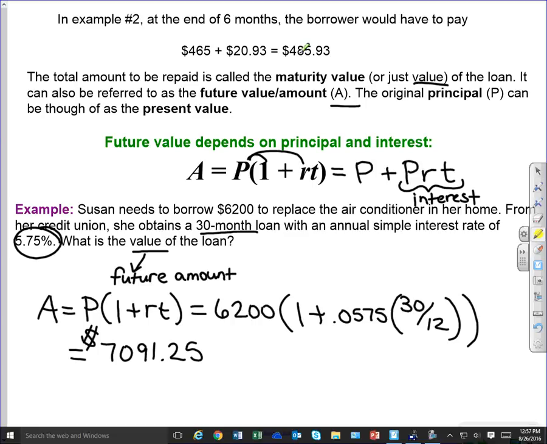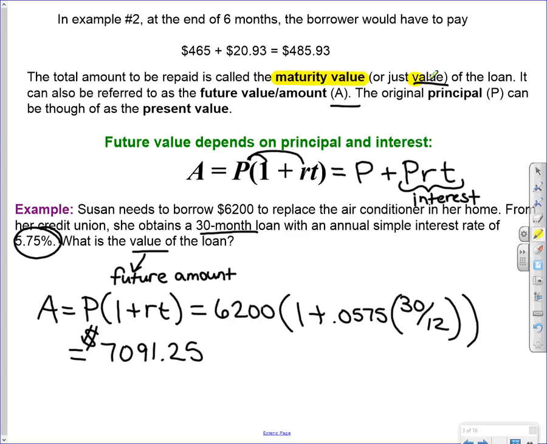The total amount to be repaid is called the maturity value, or often it's just called the value of the loan. So if you hear them talking about what's the value of the loan, we're talking about at the end of the term, how much is actually going to be paid off. How much have you actually paid? Because if you're borrowing money, you're going to pay more than what you originally borrowed, right? So it can also be called the future value or the amount, and that is actually the letter that we use for it. So the value we end up calling the amount, which is where we get the A from, and that's what you're going to see in the formulas.